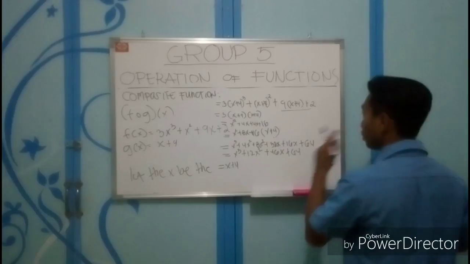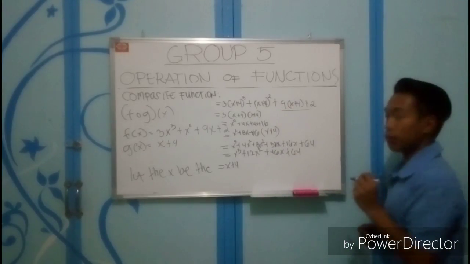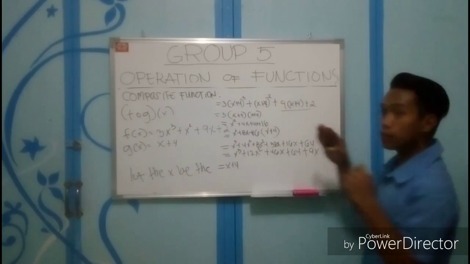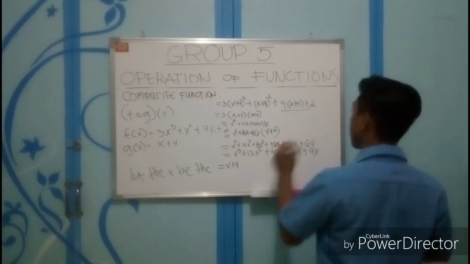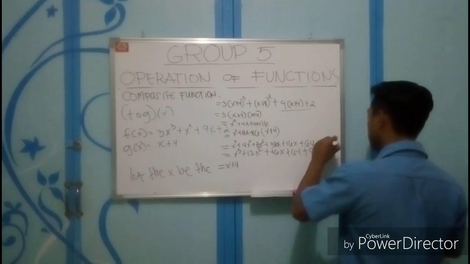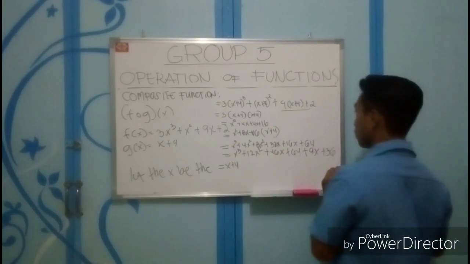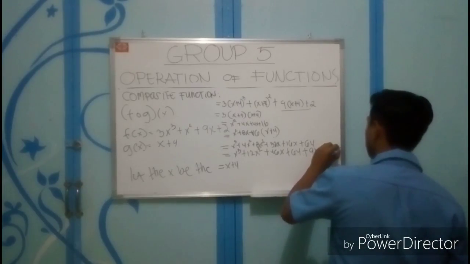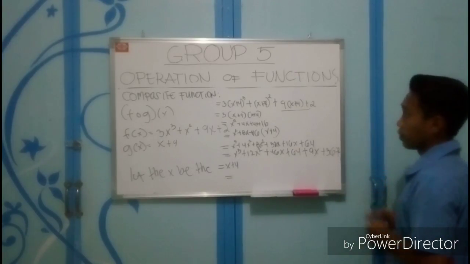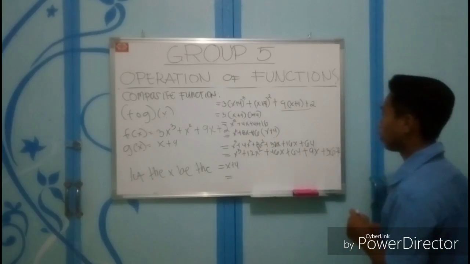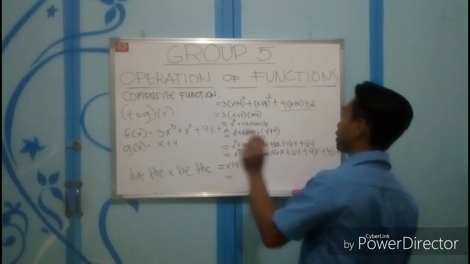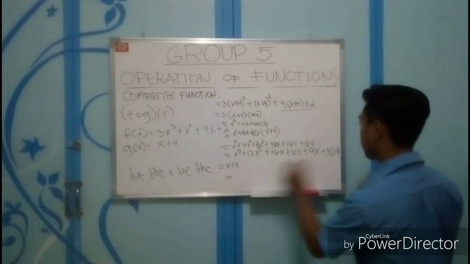Okay, distribute the 9 to the x plus 4. So 9 times x is 9x, and 9 times 4 equals 36. So then copy the 2. Okay. Combine like terms. Oops, I forgot the x plus 4 squared, so we can get that later. We will combine it first.